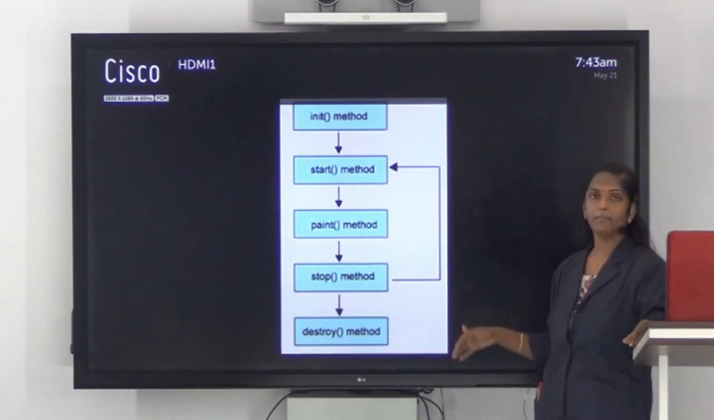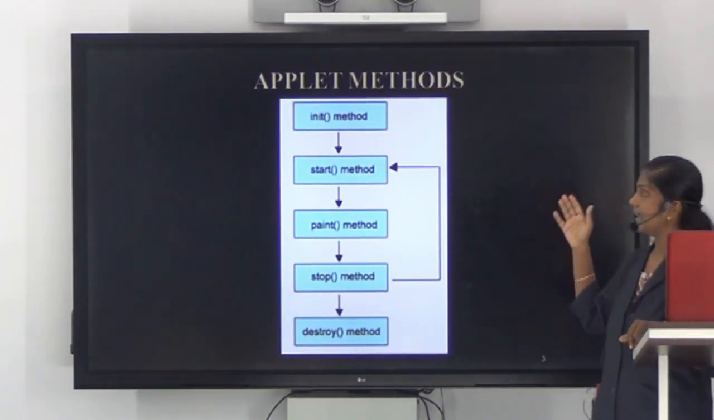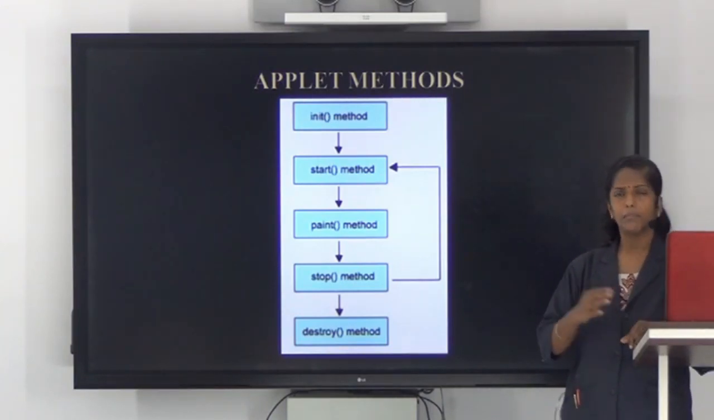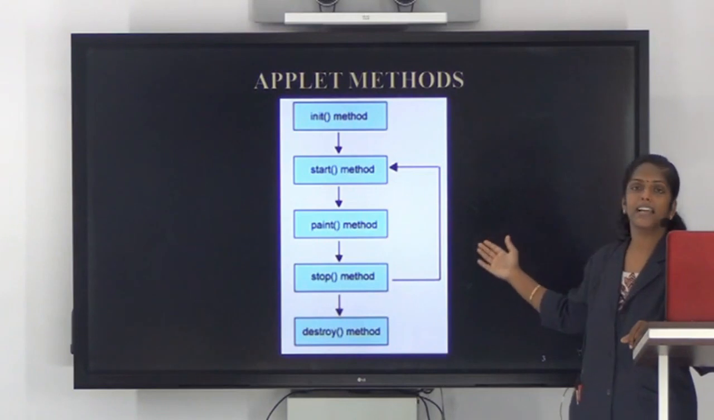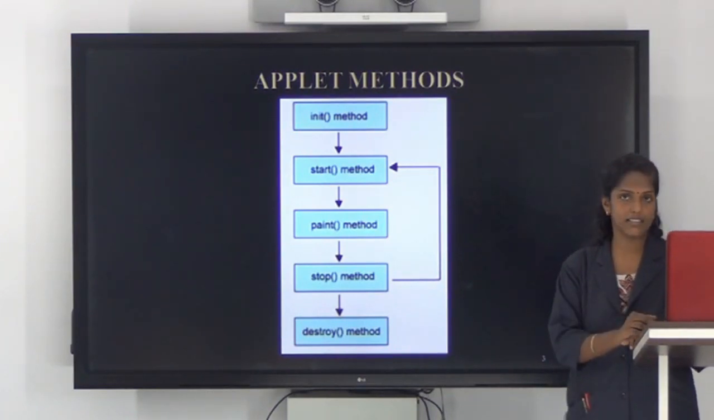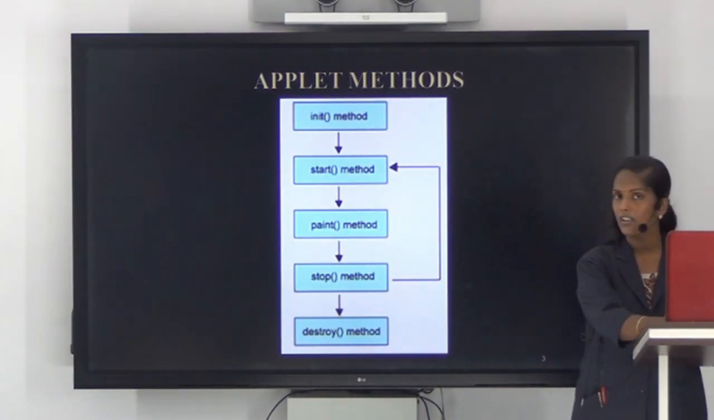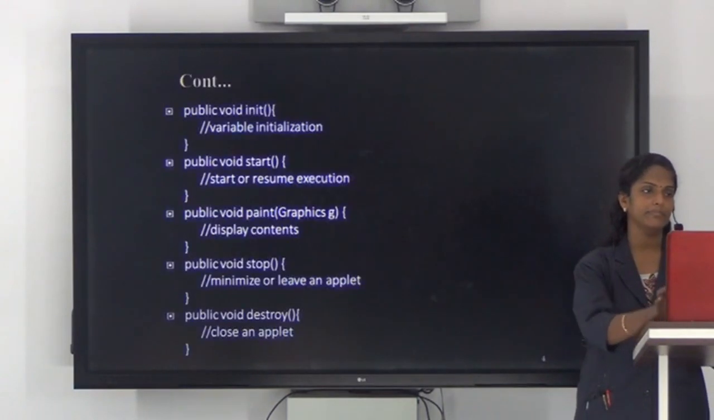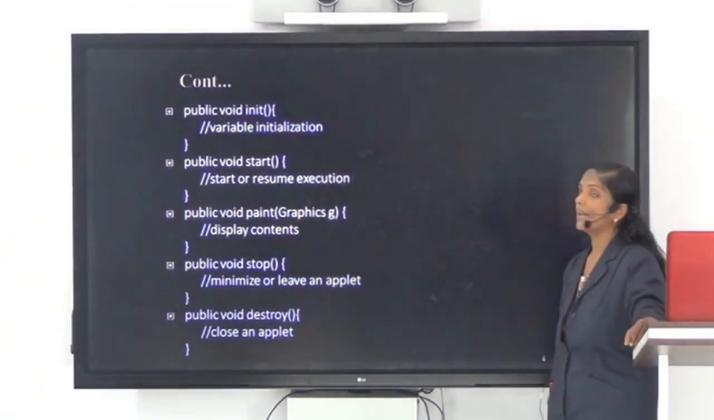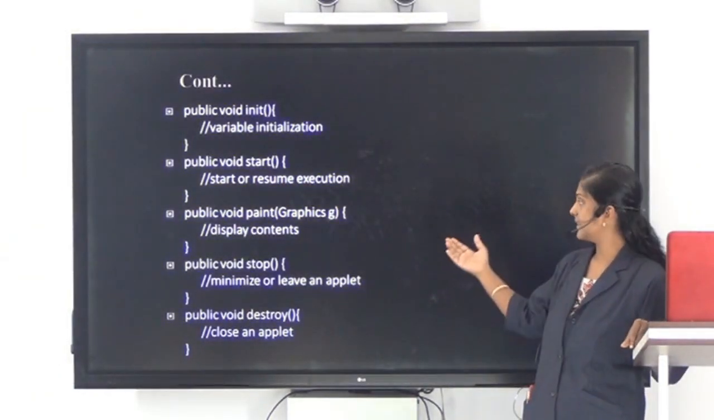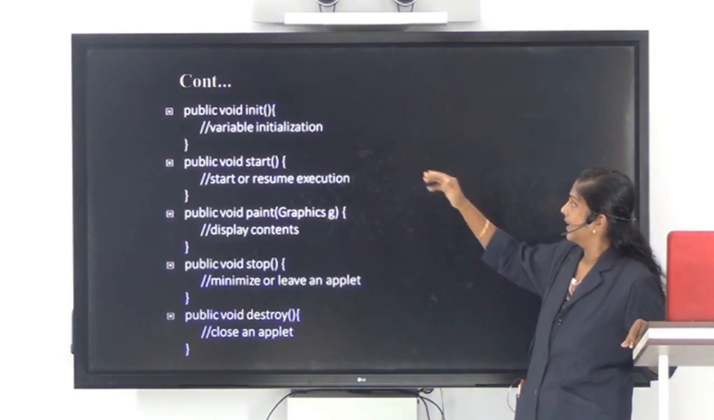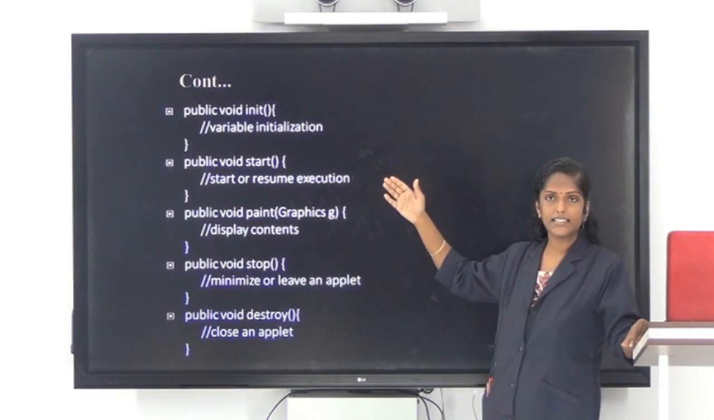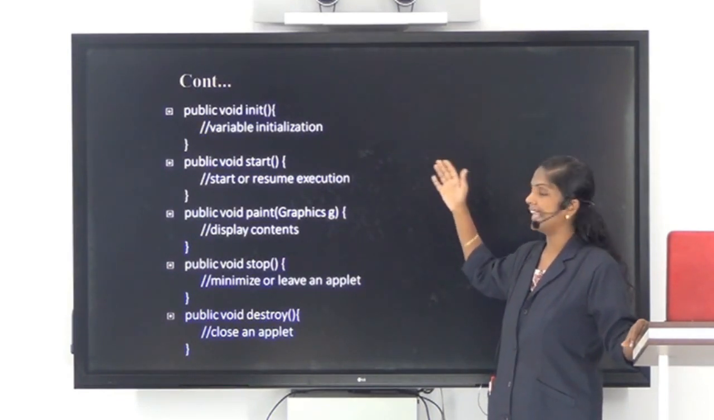So these are some of the methods that are available in the Applet class. In our next slide, we will see the method signatures of all these methods. So these are the different method signatures of the methods that we have already seen. First method is init. You can see the method signature as public void init.